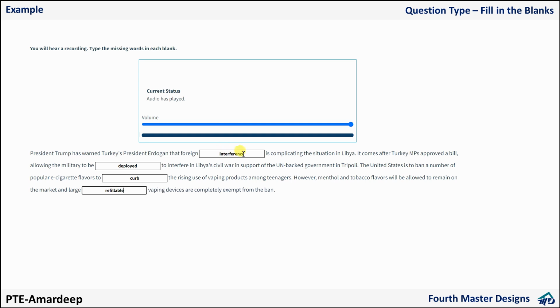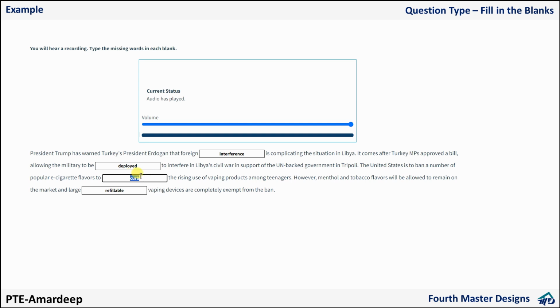Okay, so see here, we have the first word interference, then military to be deployed. Now if you miss this word deploy, then you can't answer. But if you know something like deploy was there, then at least we have some chance. Why? It is written B, so with B we have the third form, deployed. If you miss this word curb, you cannot.